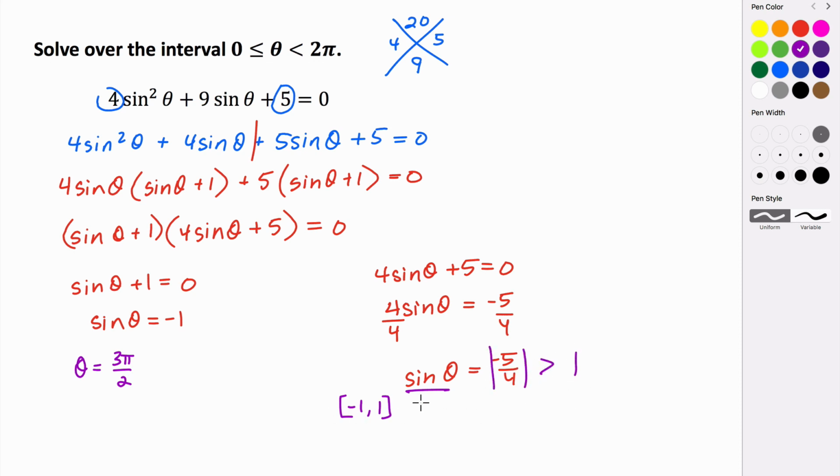Its absolute value is greater than 1. It's greater than the value that the sine can even reach. So this is too big. This is not a valid output for the sine. So this is not going to give us any solutions. The only solution that we're going to have is 3 pi over 2. That's the only solution to this equation.